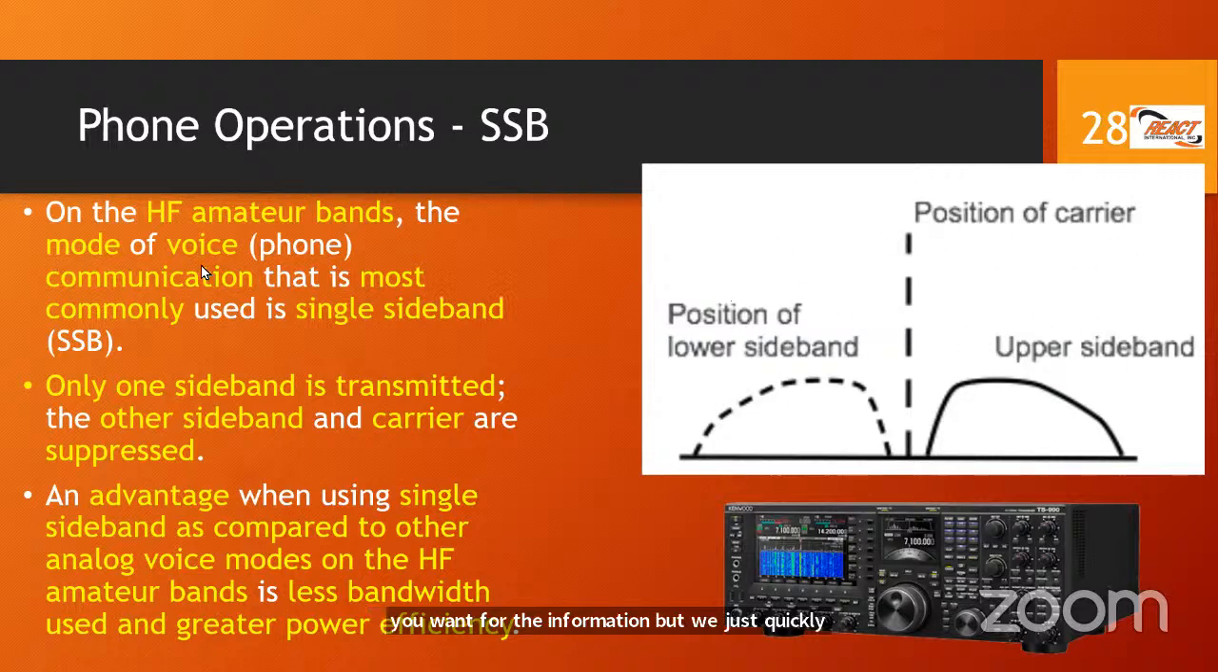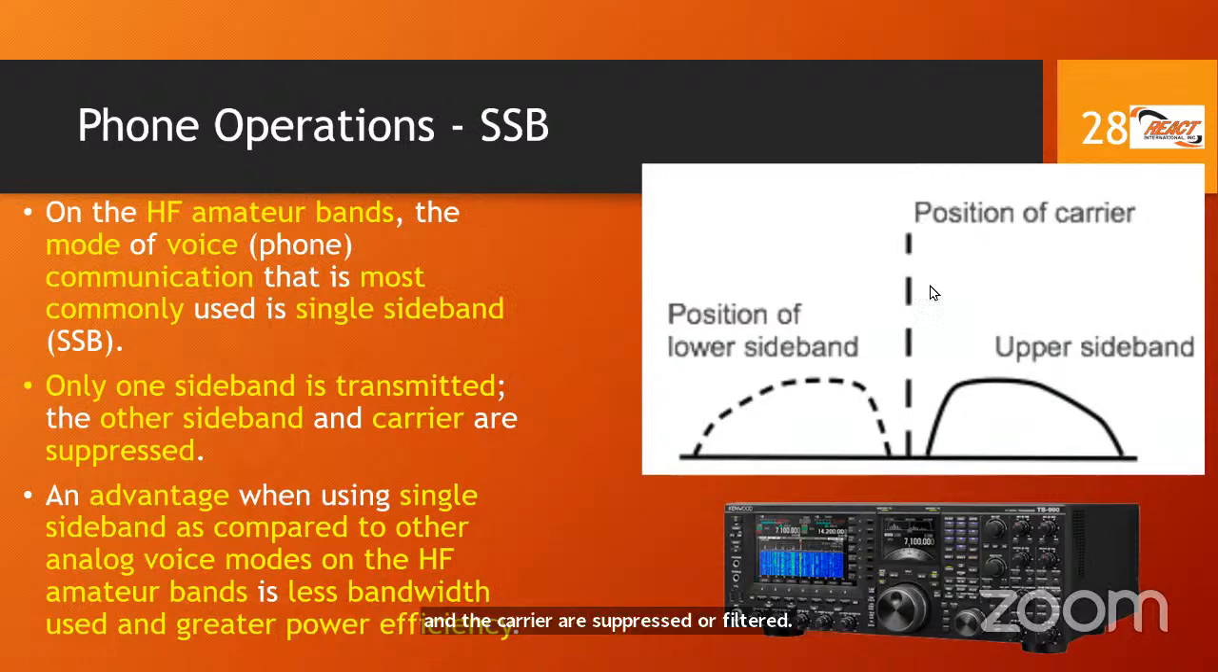But just to note, there's an exam question that SSB is one of the most common modes on the HF bands when it comes to using voice communication. So this is an exam question. And we need to know that only one sideband is transmitted. The other sideband and the carrier are suppressed or filtered. So this is it here.